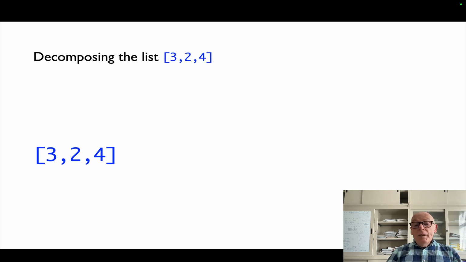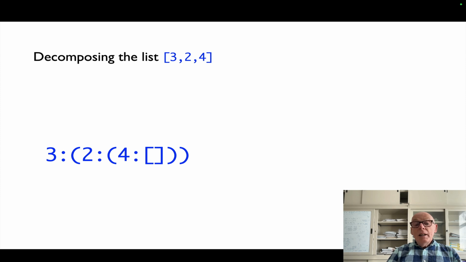So if we think, first of all, of taking the list 3, 2, 4, we can decompose it like this. We can say, well, that's 3 cons the list 2, 4. 3 stuck on the front of the list 2, 4. But we can do the same thing to that list 2, 4. And so we get 3 stuck on the front of 2, stuck on the front of the list 4. 3 cons 2 cons the list of 4. And we can do that again with the list of 4. So it's 3 cons 2 cons 4 cons the empty list. And we've got brackets proliferating here.